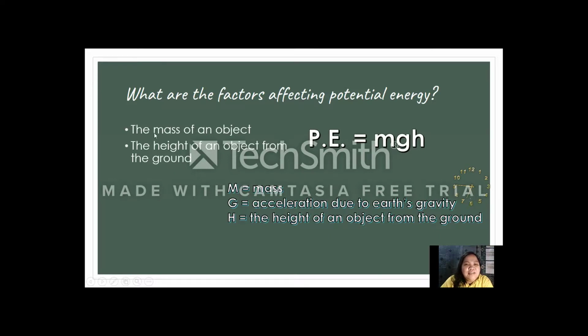So the factors that would affect potential energy are the mass of an object and the height of an object from the ground. So that means the bigger the object, the bigger the mass, the bigger the potential energy. Okay? And the higher an object from the ground, the bigger the potential energy. I hope you have understood that these are the different factors affecting potential energy: the mass of an object and the height of an object from the ground.